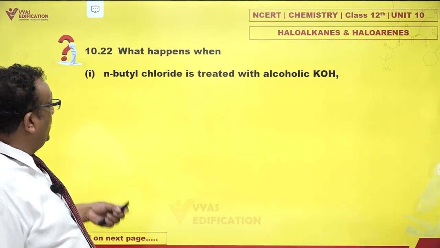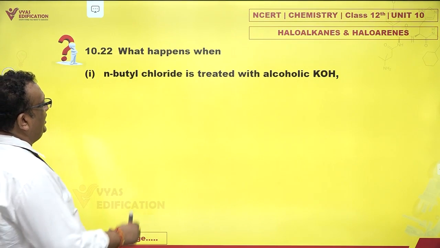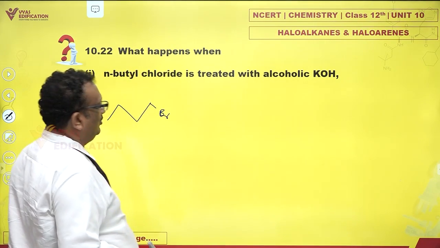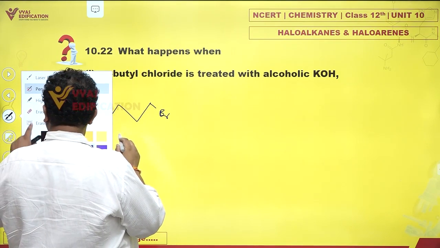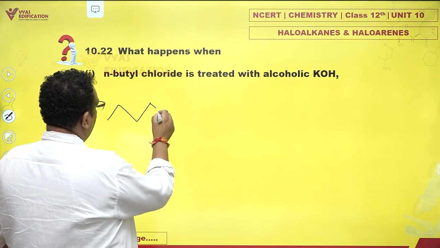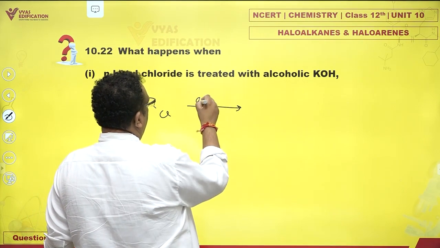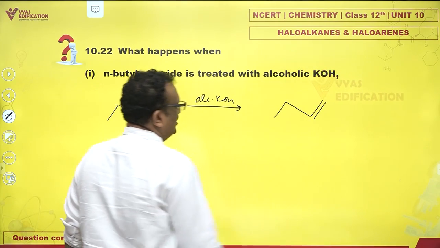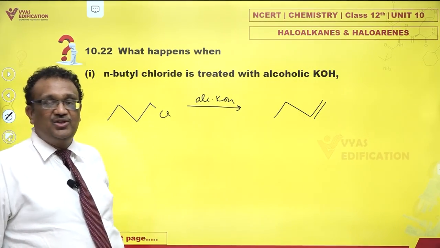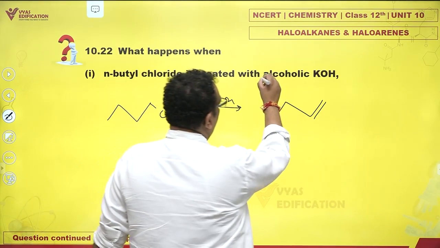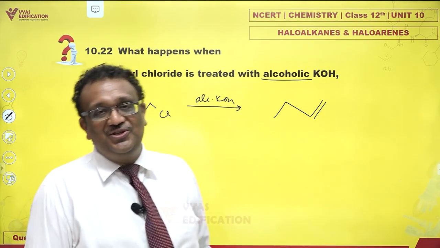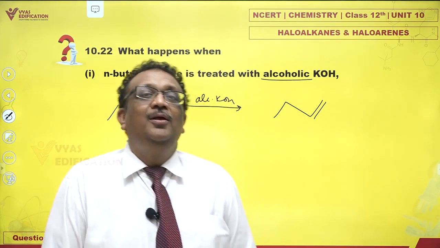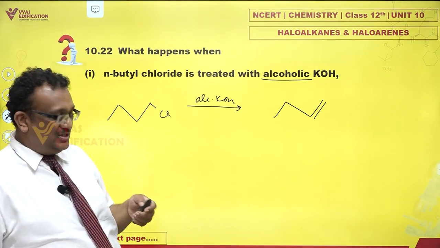What happens when n-butyl chloride is treated with alcoholic KOH? 1, 2, 3, 4. n-butyl chloride. I'm sorry, this is chloride. Yes. If you treat this with alcoholic KOH, what you're expected, as per NCERT, is an elimination reaction. You read the word alcoholic and give elimination. This is the superstition, and this is what NCERT desires you to believe. I'll not contradict them, although this is with caveats, but this is what you're expected to learn.